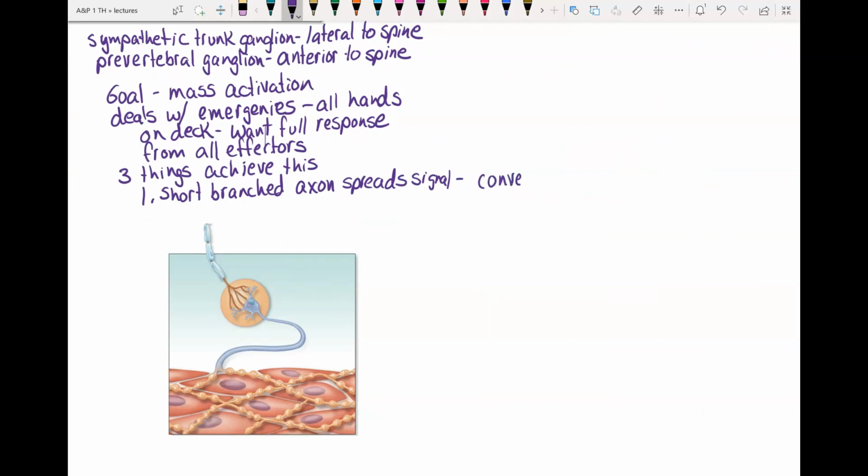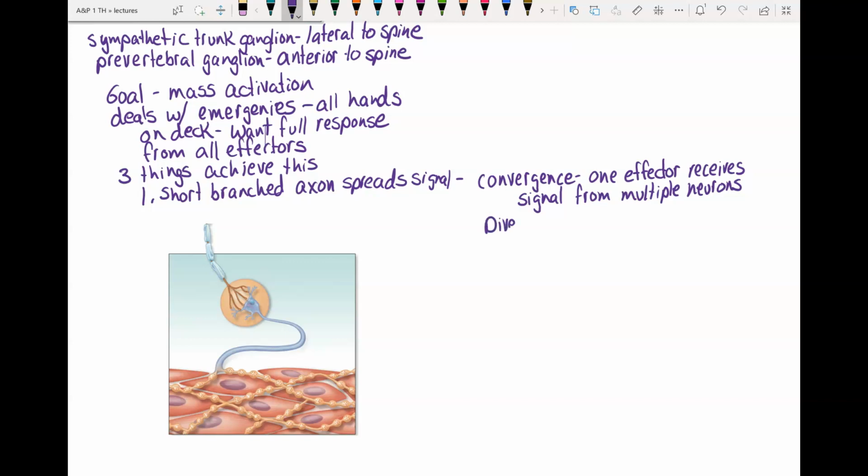You get convergence, which means one effector will end up receiving the signal from multiple neurons. So because all of these neurons are branching, you don't just have one neuron sending the signal to the effector. You end up with this repetitiveness of multiple neurons going to that effector.